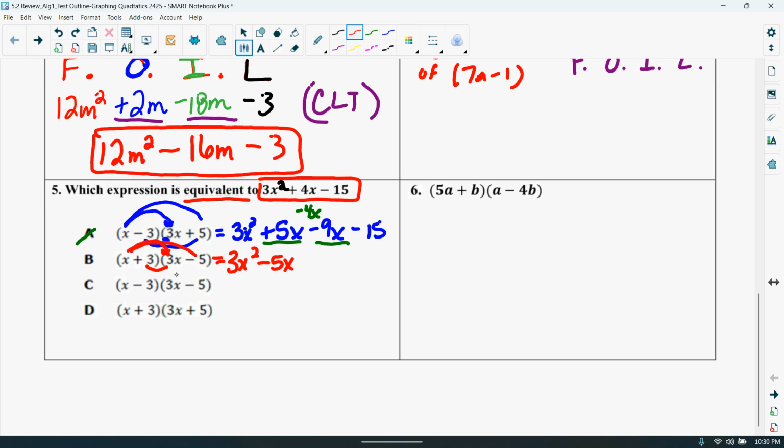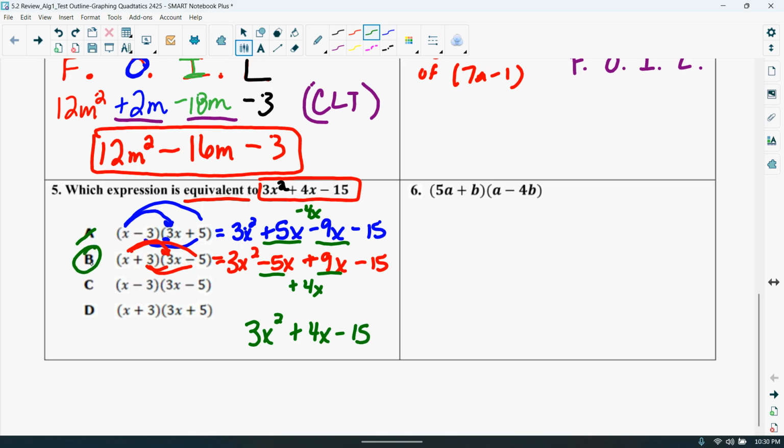3 times 3x is going to be plus 9x. And 3 times minus 5 is negative 15. Now, when I combine these together, I do get a positive 4x. So this would work, okay? Because you would end up with 3x squared plus 4x minus 15, right? And so that is our answer.